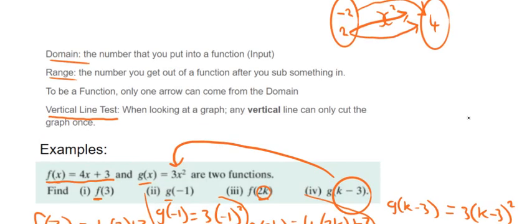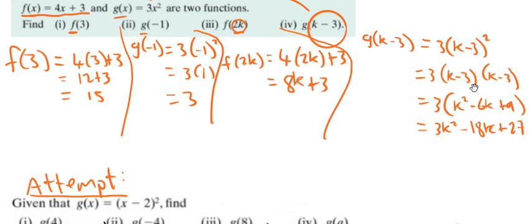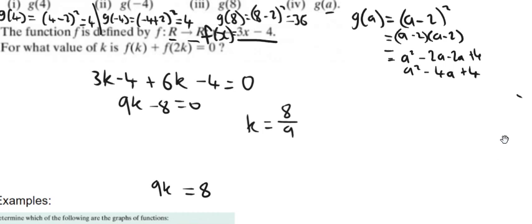Right, so if you look back up here, I had this up in the top. So vertical line test, when looking at a graph, any vertical line can only cut the graph once, okay, to be a function. Otherwise it's not a function. So any vertical line can only cut the graph once. So have a look there.